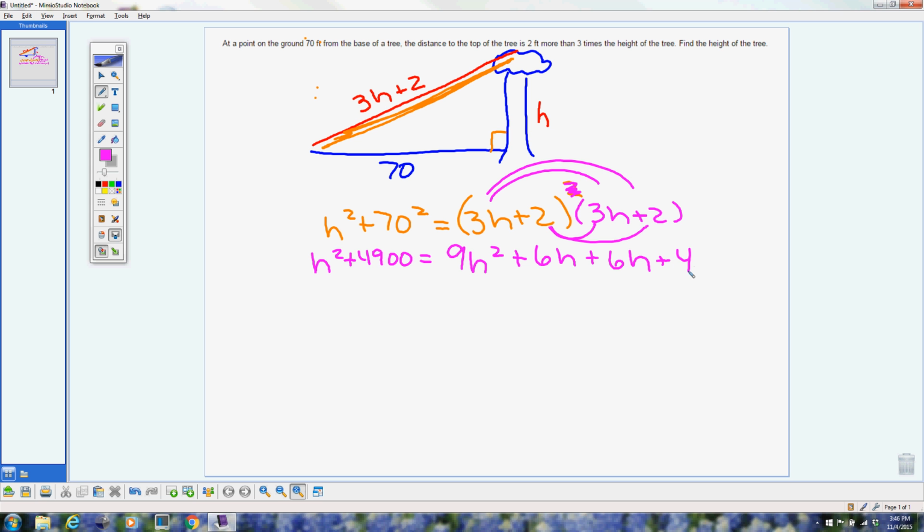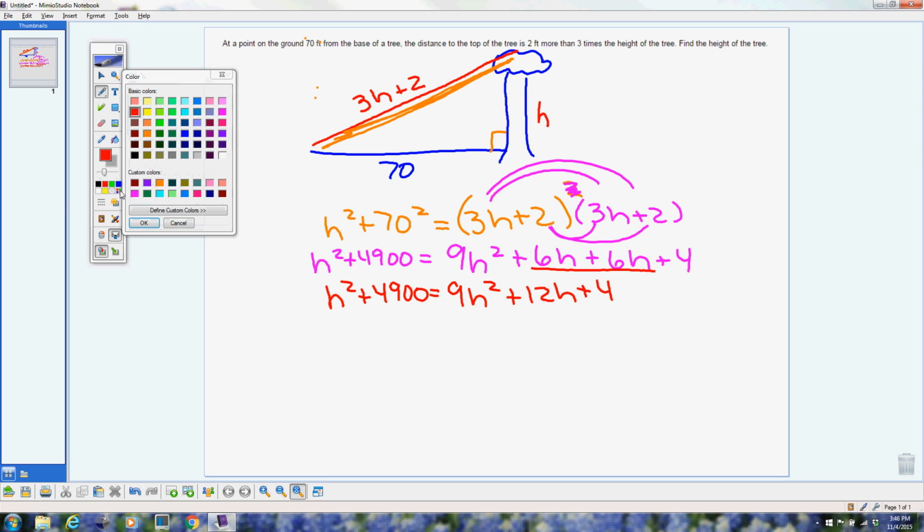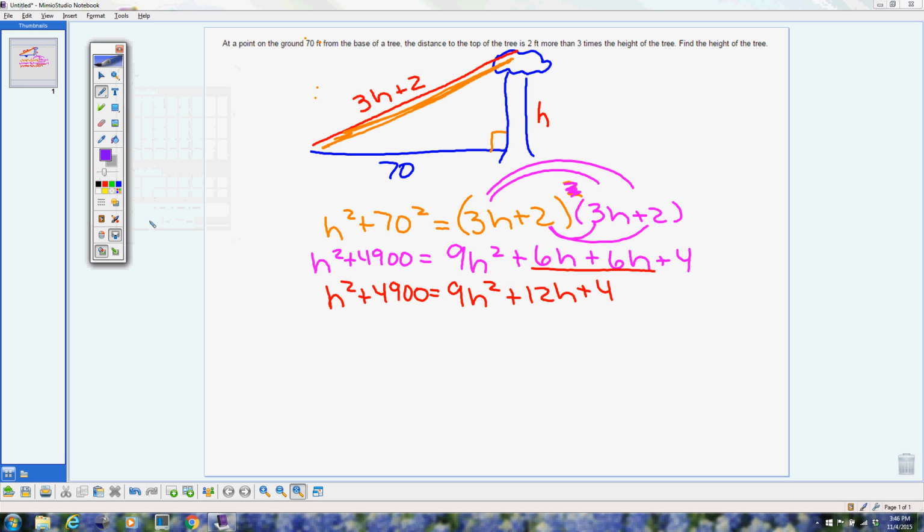Now we can combine some terms there. I can put the h's together here, so that's going to be 9h squared plus 12h plus 4. And I can bring down my h squared plus 4,900. Now, because we have two h squared terms, we're going to have to factor this. So we need to get everything on one side and factor. So I'm going to subtract my h squared. I want to keep my h squared positive, so I'm going to move everything to the right. I'm going to subtract my 4,900.